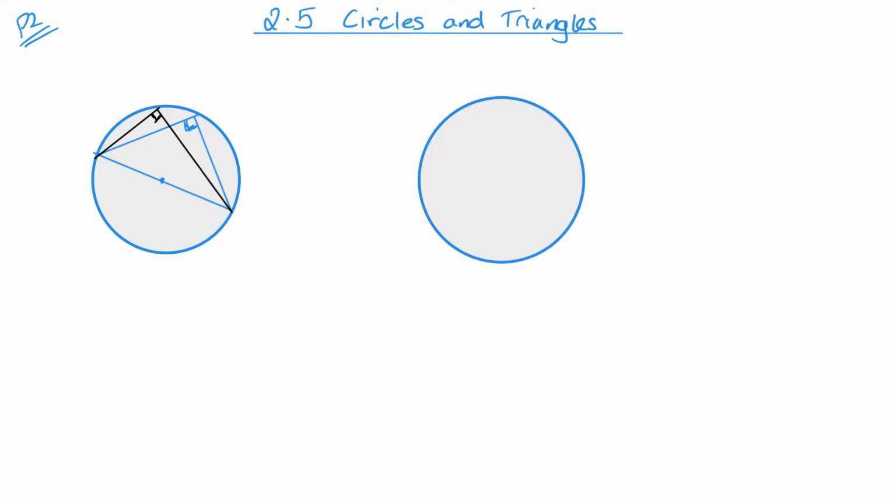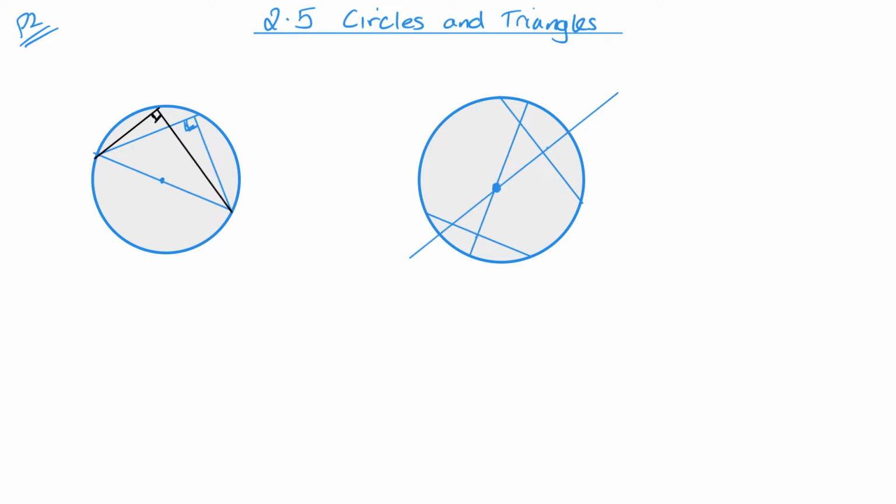Now, going with that fact is another one that, when I start to do it, hopefully will seem quite obvious. If I have a chord and we take the perpendicular bisector of that chord, which would be something like this, I know that that perpendicular bisector goes through the center of the circle. If I take another chord, doesn't matter where I draw it, and then I take the perpendicular bisector of this chord, where these meet should be the center of the circle.